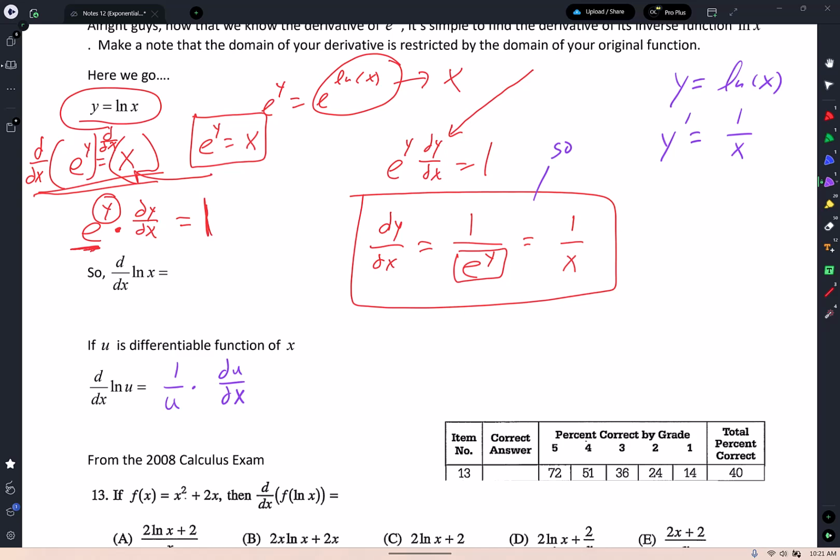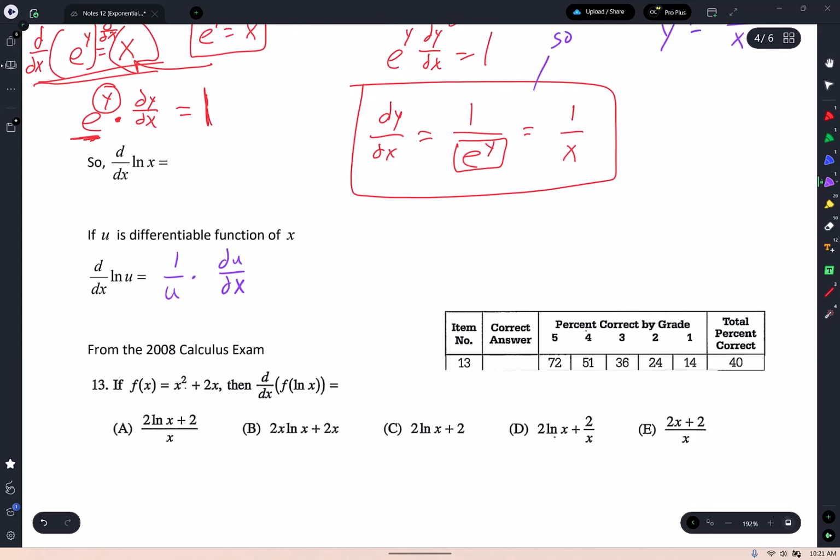Don't worry, guys. What's the difference between kids that are getting 5s and kids that are getting 3s and 4s? Chain rule right here. This problem. Look at this. 72% of fives got this question right. And look at the big difference between fives and fours: 51% of fours, 36% of threes. This question killed them. Only 40% of the total population got it right.